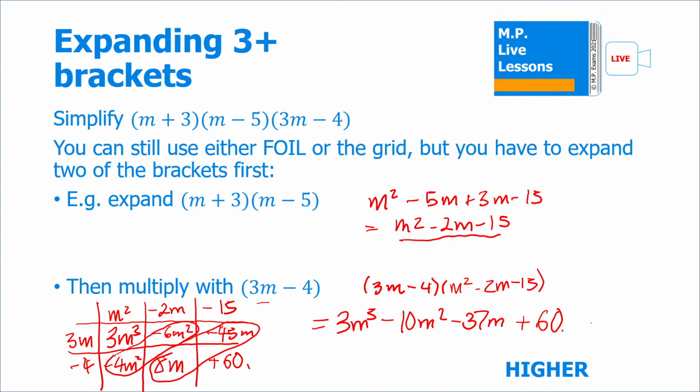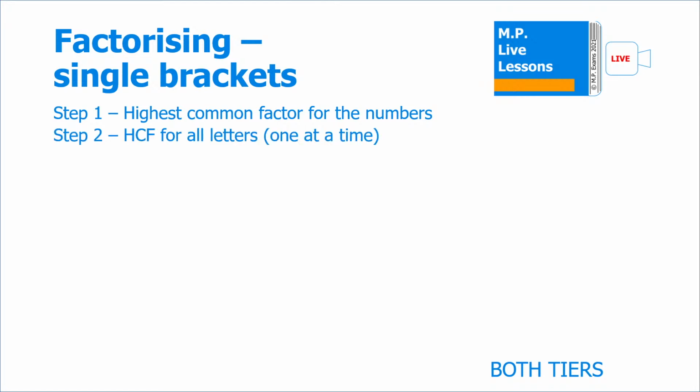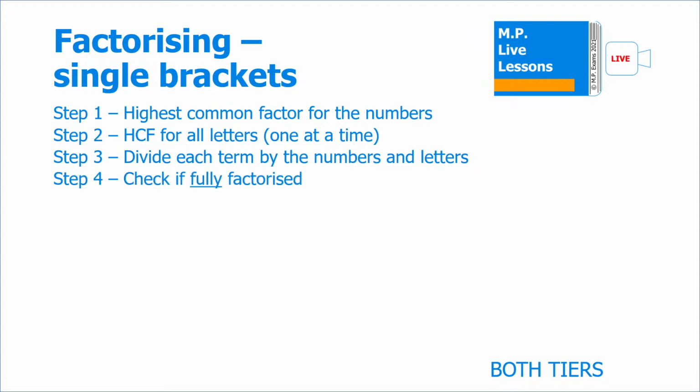Now, we're going back to both tiers once again, and we're doing factorizing. So this is with single brackets. And it seems to be harder than actually expanding a bracket. First you have to deal with the numbers, so find the highest common factor for the numbers. Then you have to find the highest common factor for all the letters, and do each letter one at a time. Then divide each term by the numbers and letters, and you need to check if they're fully factorized.